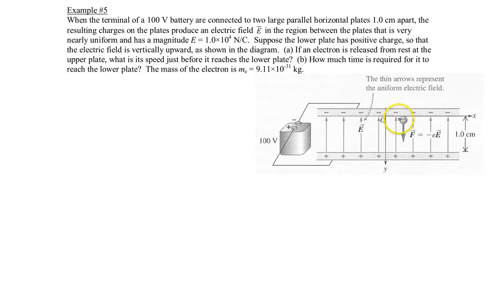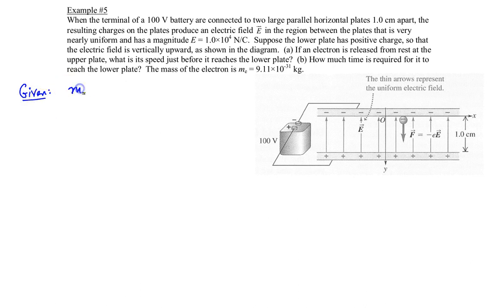What we're looking for is, if there was an electron here that was released from rest, what would be the speed that it would strike the bottom plate at. So what kind of information do we need to know? Let's start off by writing some given information and then think about what we need to know.